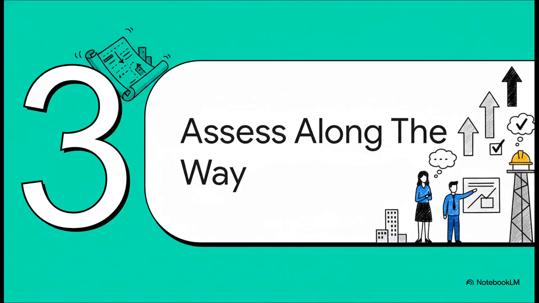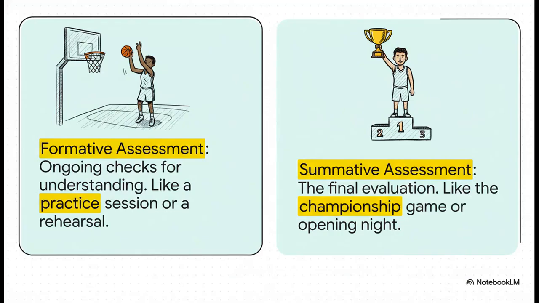Now, having a detailed blueprint is great, but you don't just hand it to someone and expect them to build a perfect skyscraper on their first try, right? You gotta check in. You gotta provide feedback all along the way. And this is a perfect way to think about the two types of assessment going on. That summative assessment, the final rubric, that's like the championship game. It's the final score.